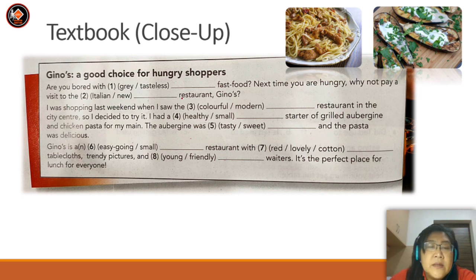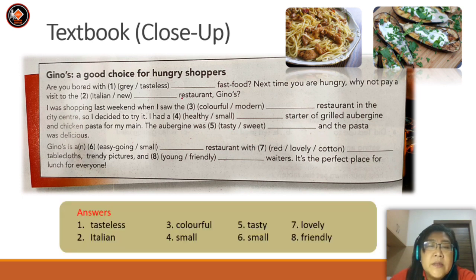So let's look at the answers. Number 1 is tasteless, number 2 will be Italian, number 3 colorful, number 4 small, number 5 tasty, number 6 small, and 7 lovely. The last one, 8, will be friendly.